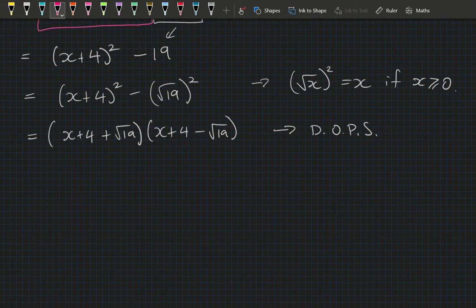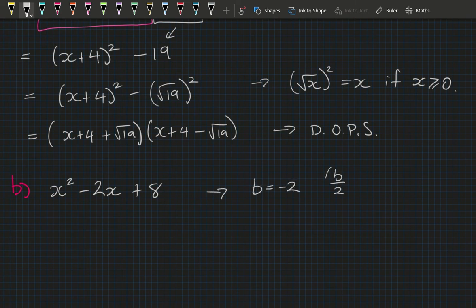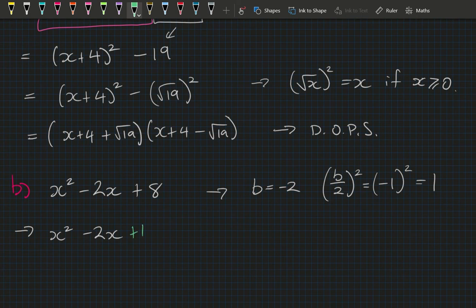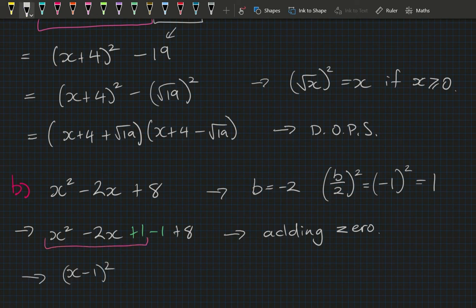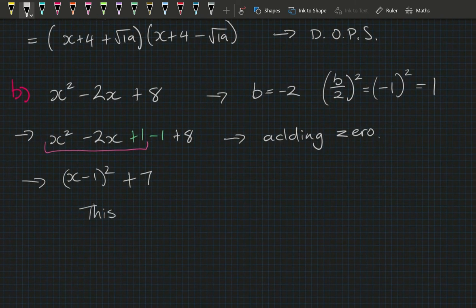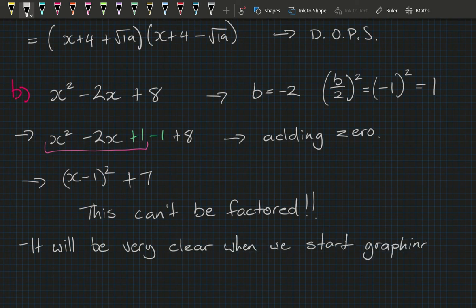Alright, let's move on to part B, where we have x squared minus 2x plus 8. Now because b is equal to minus 2, b on 2 squared is equal to minus 1 squared, which is 1. So we can rewrite the initial expression with plus 1 and minus 1, not forgetting the plus 8. And we could do this because we're essentially adding 0. So of course this part here is x minus 1 squared, and minus 1 plus 8 becomes plus 7. And you can stop right here. This can't be factored because we do not have a difference of perfect squares. This will become even more clear when we start graphing parabolas.